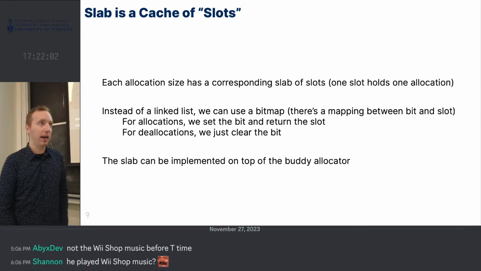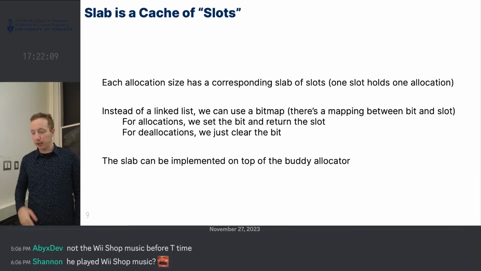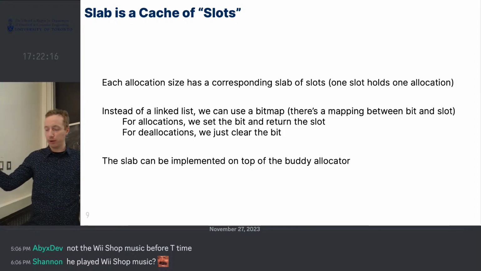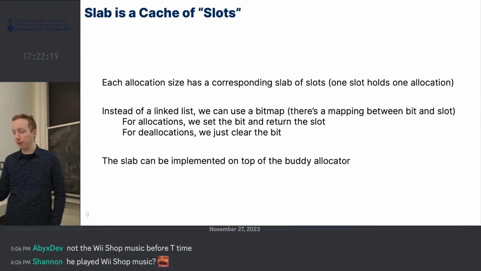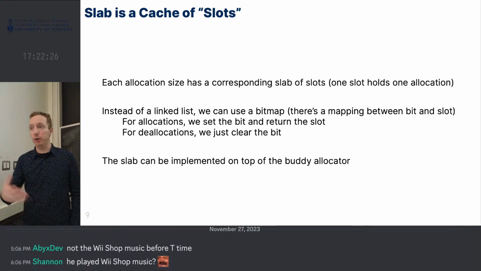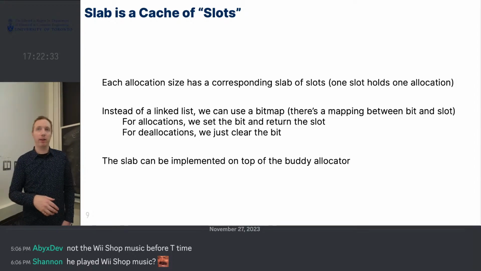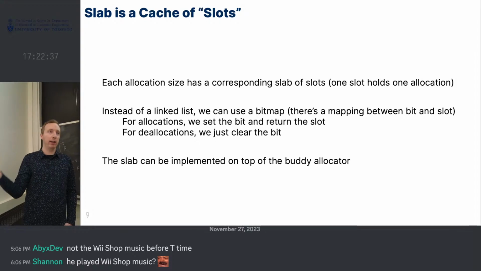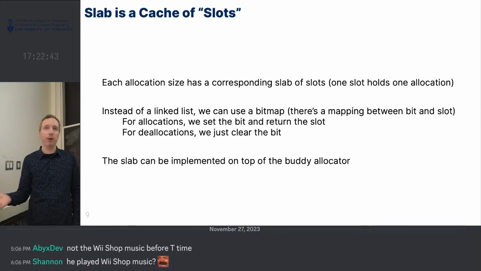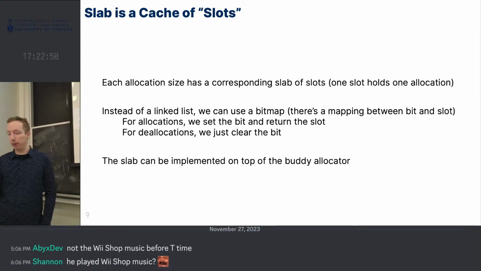So a slab is basically just a cache of slots. If you want to think of it as a giant array, it's just elements of that array. So each allocation size just corresponds to an element in the array, or slot if you want to use the more general term. One slot is an element of the array. It just holds one allocation. So in order to keep track of which array indexes are actually used or not, instead of a linked list, I could use a bitmap, or just an array of bits. There's a mapping between a bit and the index it keeps track of. So bit 0 can keep track of index 0, bit 1 can keep track of index 1, and so forth. The bit would just say 1, the slot is being used for an allocation. 0 means it's free.